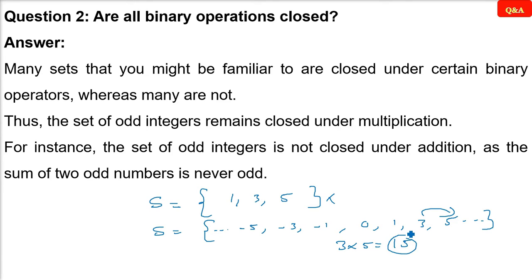What about addition? For multiplication, this closure property holds. But when we change the operation from 3 into 5 to 3 plus 5, it is going to be 8. And you know what is 8? 8 is not an odd number. It is an even integer. So the binary operations are not always closed.